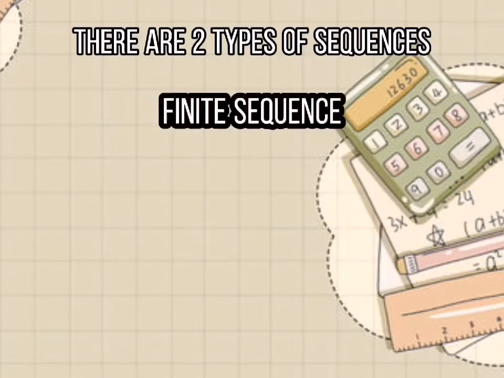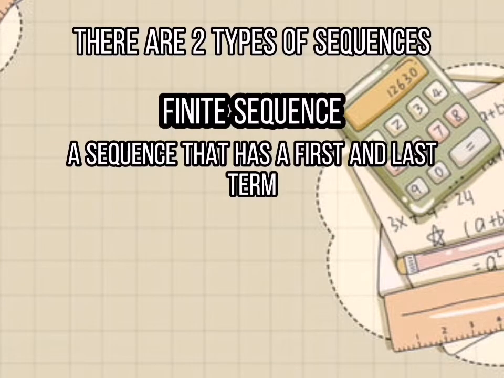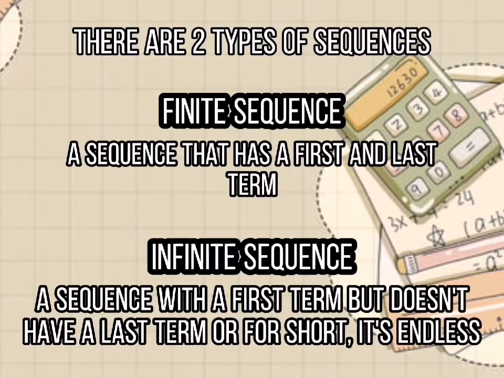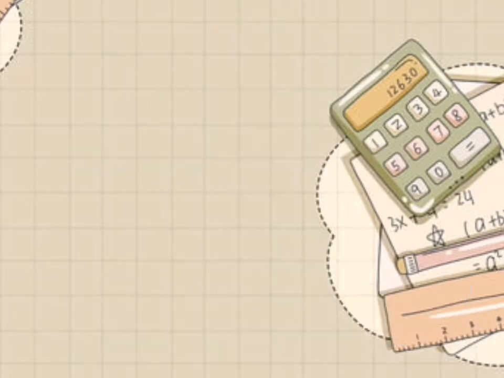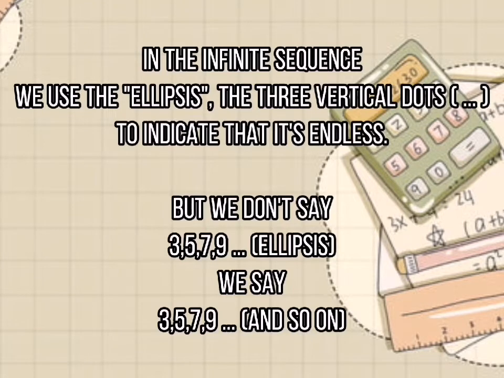These are the finite sequence, a sequence that has a first and last term, and the infinite sequence, a sequence with a first term but no last term, or for short, it's endless. In the infinite sequence, we use the ellipsis, the three dots, to indicate it's endless. But we don't say 3, 5, 7, 9, ellipsis. No, it's not like that. We say 3, 5, 7, 9, and so on.